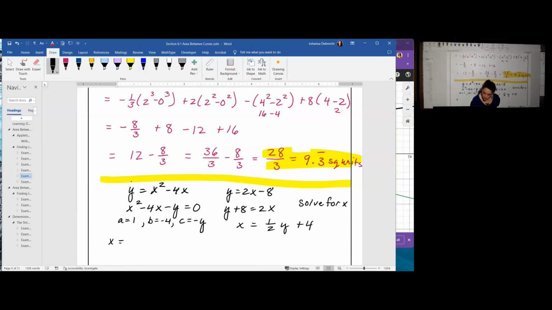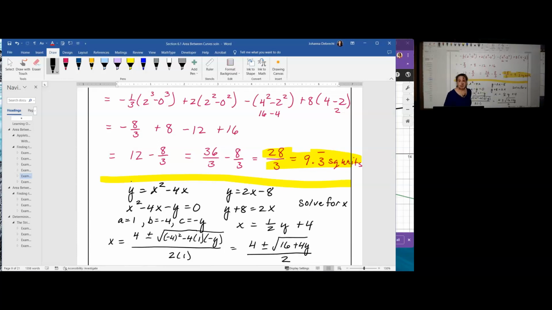Then, if we use the quadratic formula, we get the opposite of b plus or minus the square root of b squared minus 4 times a times c, and all of this is divided by 2 times a. This would give me 4 plus or minus the square root of 16 plus 4y, all divided by 2. Yeah, that's right. This would be the function on the left. Integrating this would not be pleasant.